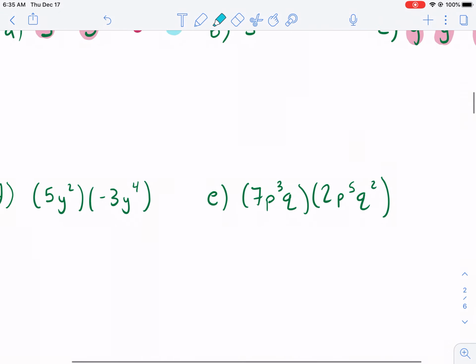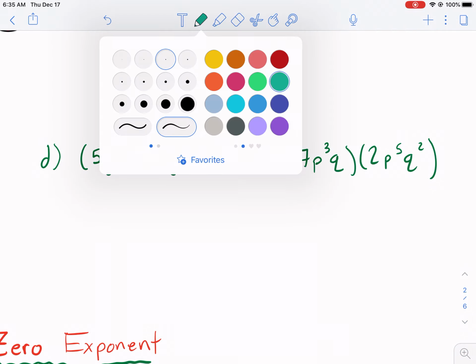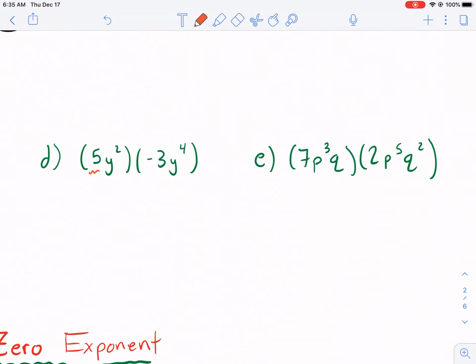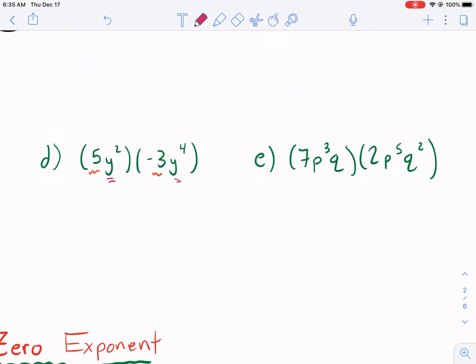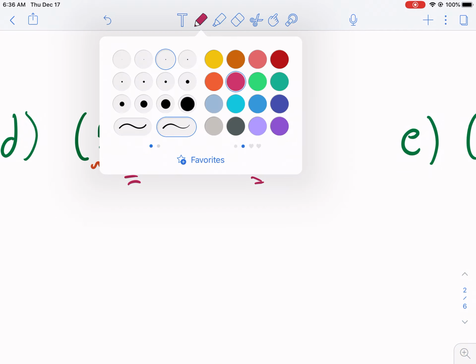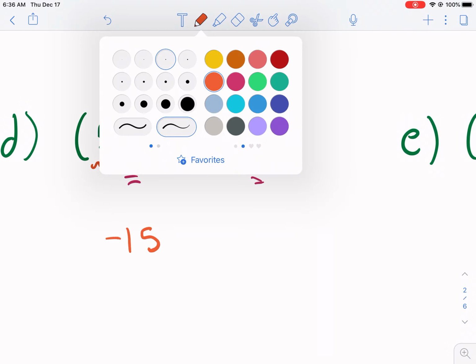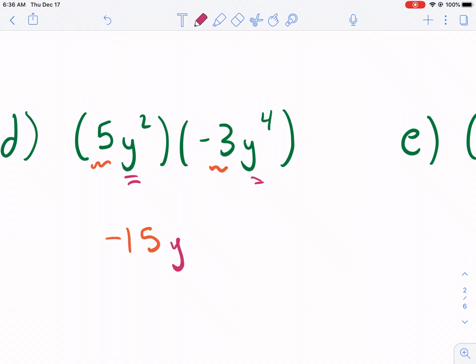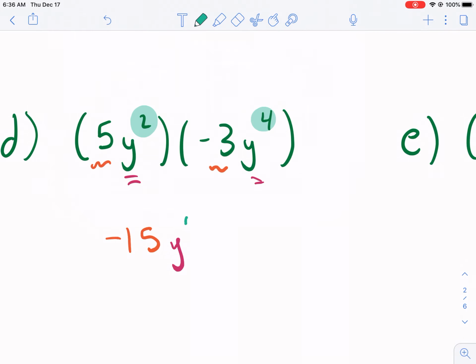Okie doke. Moving on to D. Okay, D, we have some mix. We have some coefficients here, as you can see right there, coefficients. And we also have some y's with exponents. Now, anytime you have coefficients, you're always going to multiply those first together. So we get 5 times negative 3 is negative 15. Because the bases are the same, we're going to keep it y, and then we're going to add our exponents here and here because the bases are the same, and it's going to be 6.